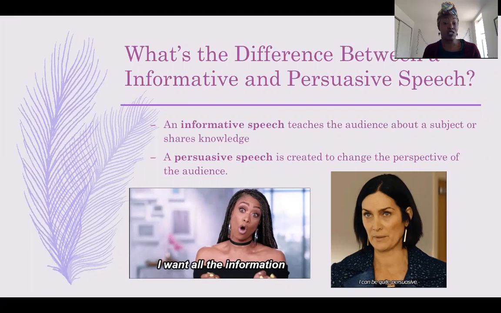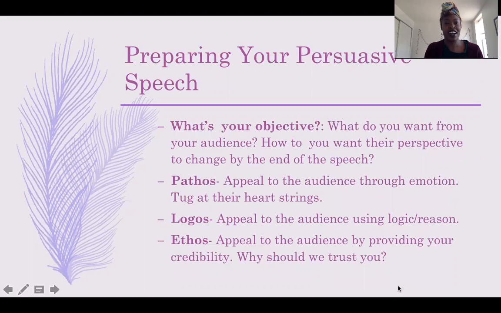Now, a persuasive speech, which is what we're talking about today, is created to change the perspective of the audience. So by the end of the speech, you want to have the audience come out with a different point of view. So you're going from one point to another. You're trying to change their minds about a particular subject. And as you can see here, I've done a meme just for fun. So you have someone saying, I want all the information for the informative, and then I can be quite persuasive for the persuasive speech.